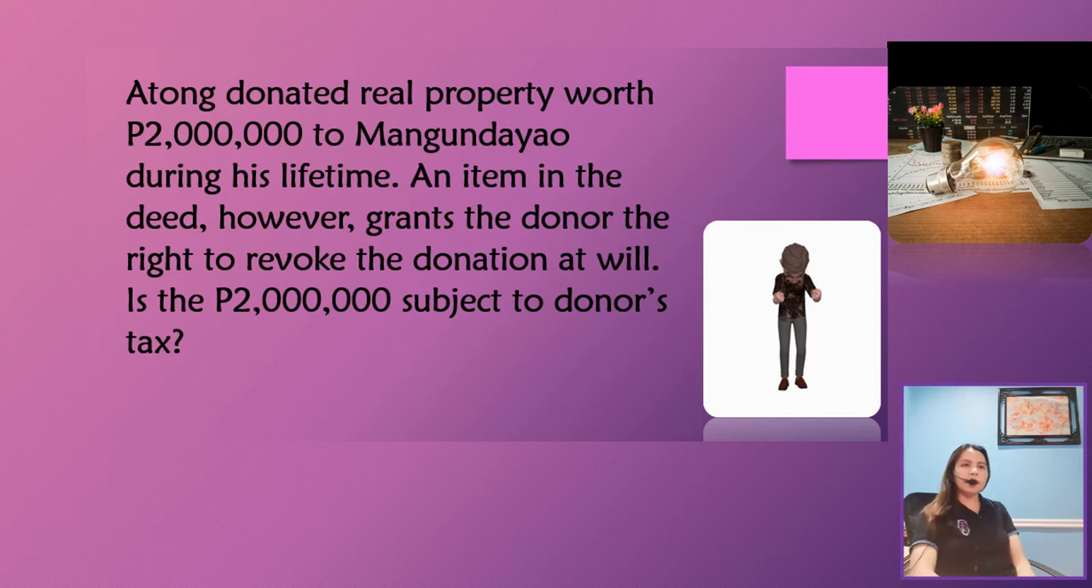But say his friend would like to transfer to Mangundayaw. Now, Mangundayaw would like to transfer the title in his name and there's a need for Atong to pay donor's tax to transfer the title in the name of Mangundayaw. He will be paying donor's tax. But now, for all legal intents and purposes, this is a revocable transfer. BIR might assess for the difference in the valuation. Kasi nga, di ba, fair market value at the time of donation, fair market value at the time of death, the fair market value of real properties appreciates, most probably there will be a difference. And in the assessment of the BIR, now this property being a revocable transfer should form part of the gross estate.